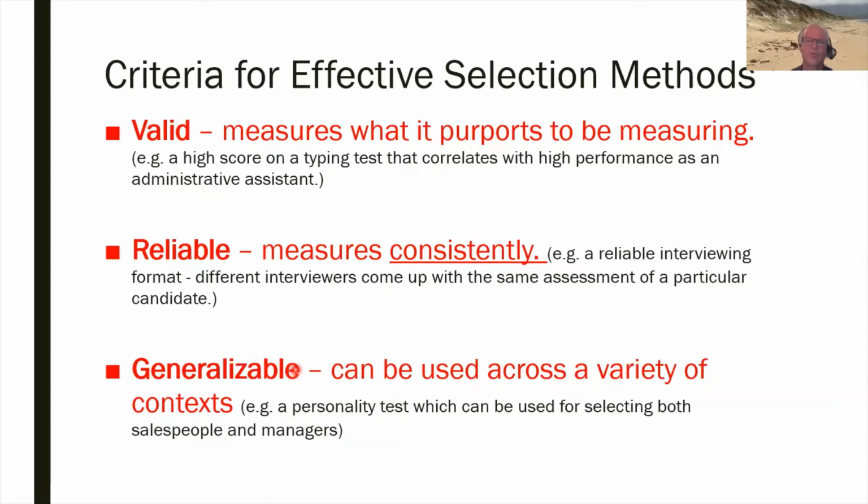So interview questions oftentimes are ones that can be very generalizable. You can use the question, tell me about a time where you did something at work where you didn't have to, which measures initiative. That can be used over a wide number of jobs. So you want to have techniques that can be used in more than one context.